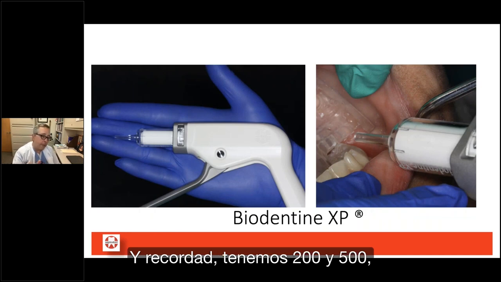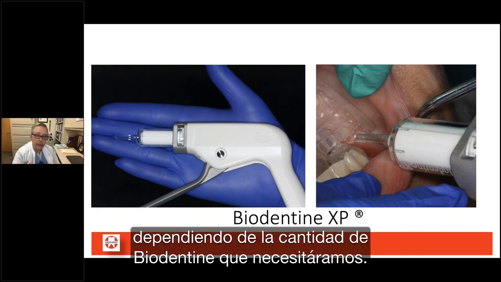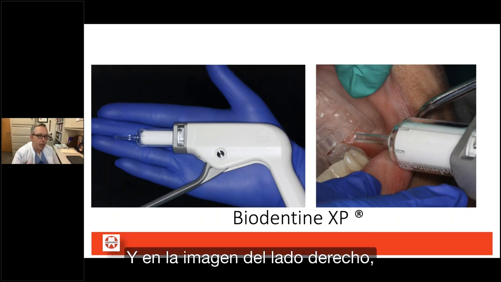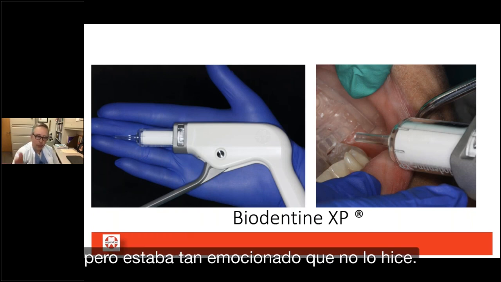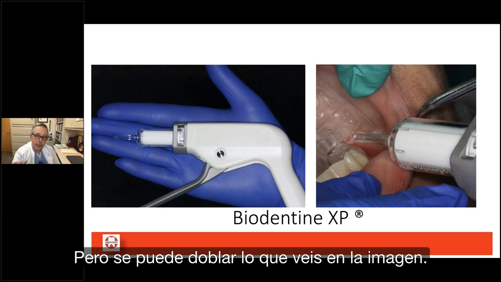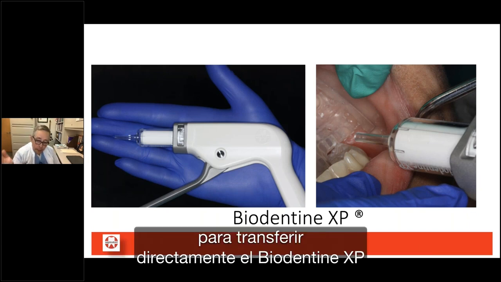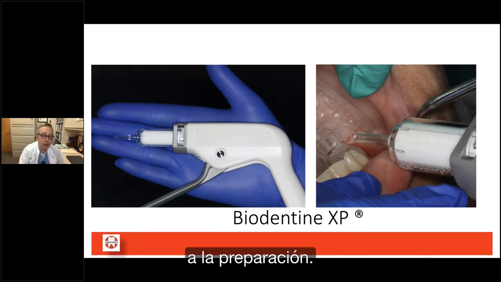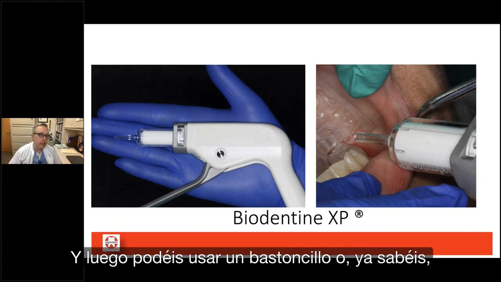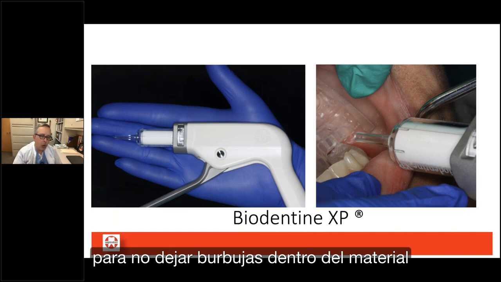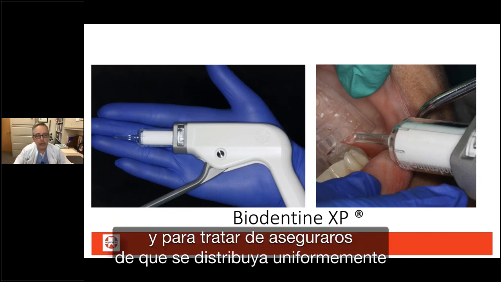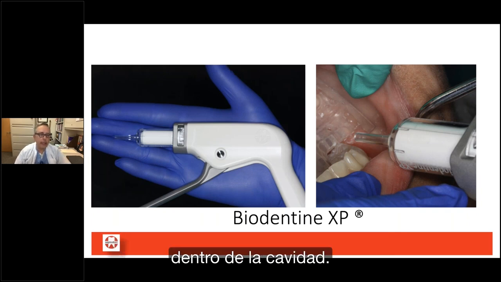And remember, we have the XP, we have 200 and 500, depending on the amount of Biodentine that we need. In the picture on the right side, the tip is not yet bent. I was supposed to do that before I took the picture, but I was so excited that I didn't. But you can bend the tip so you transfer the Biodentine XP directly into the preparation. Then you can use a Q-tip, or whatever instrument you want, to not leave any bubbles within the material and to make sure that it's evenly distributed within the cavity.